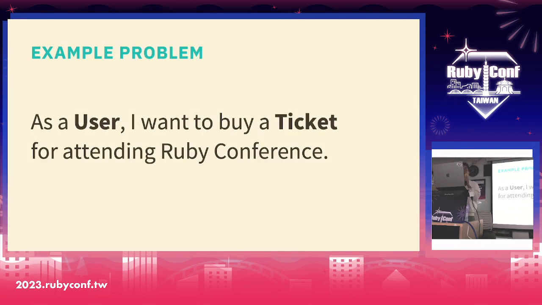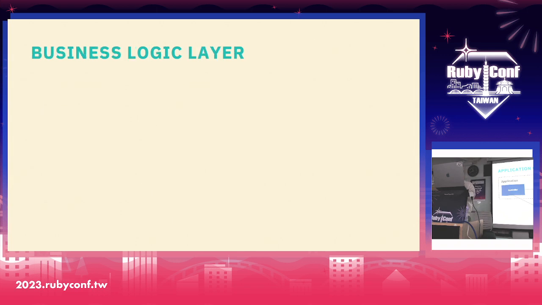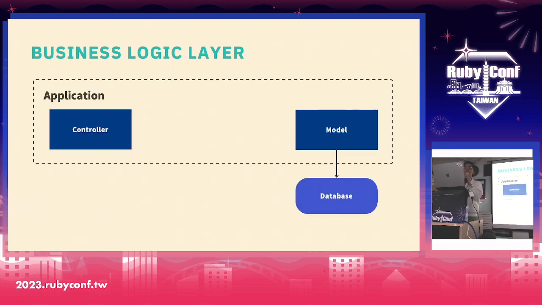Just a quick reminder of our problem here. As a user, we want to buy a ticket. Coming to improve the naive implementation, I introduce the logic layer. This layer acts as the brain for our application, encapsulating the core functions and decisions. So instead of orchestrating the request through the controller, now we have the business logic layer to perform it.